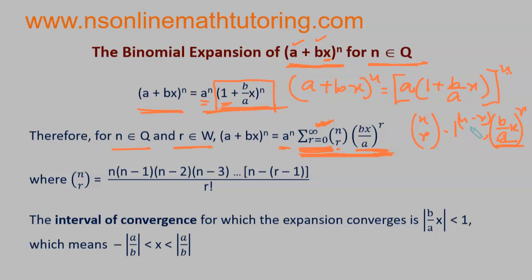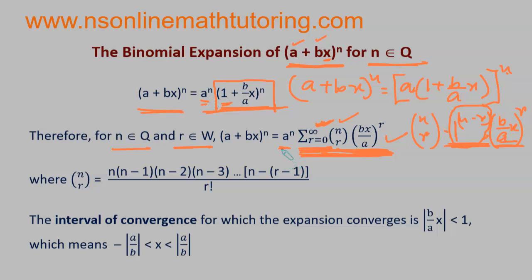So, 1 raised to the power of n minus r, 1 raised to the power of anything is equal to 1. Therefore, in this expression, you don't have this 1 part, because 1 multiplied with anything will be that part. So, I do not have to write this 1 explicitly. Therefore, there is no 1 in this expression. b over a times x raised to the power of r is present, nCr is present, but this part is absent because this part is not contributing anything new. Okay?